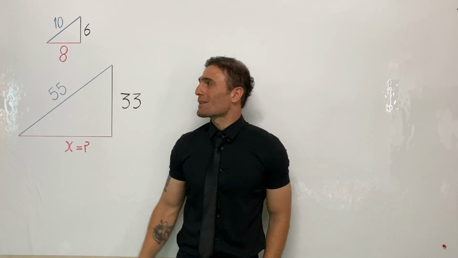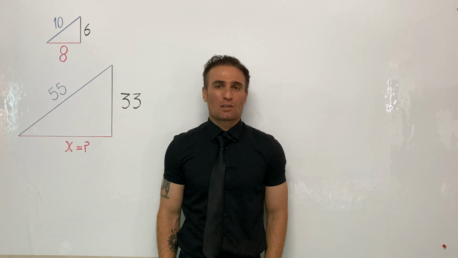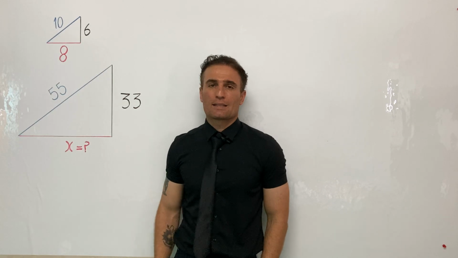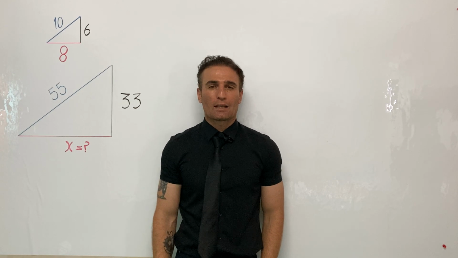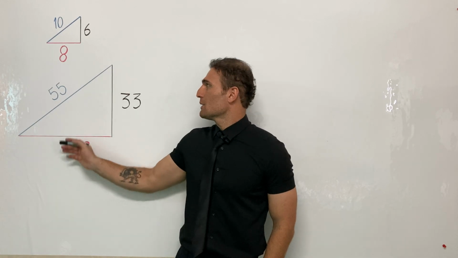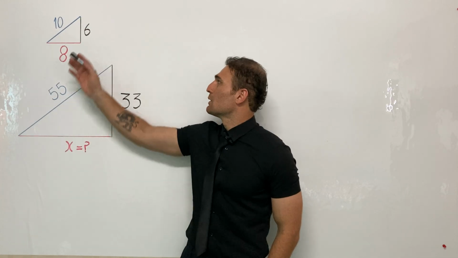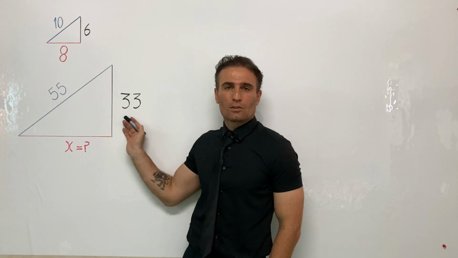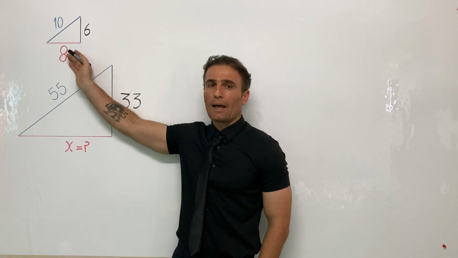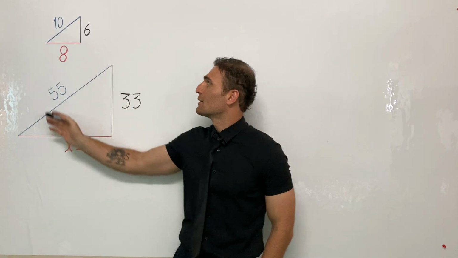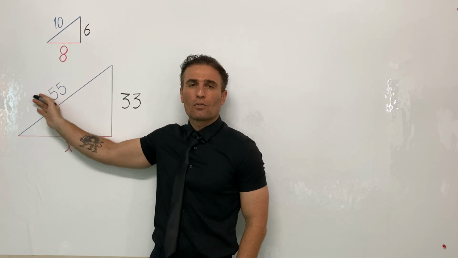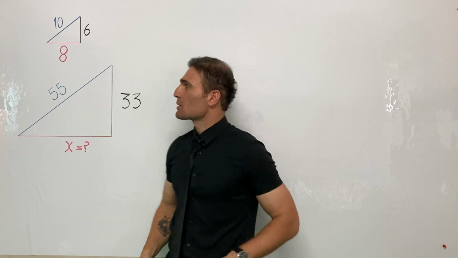The question says, these two triangles are similar. Find the value of x. Remember, if two triangles are similar, the ratios of their corresponding sides are equal. Notice that in these two triangles, corresponding sides have the lengths of 6 and 33, 8 and x, 10 and 55. So let's write the ratios.